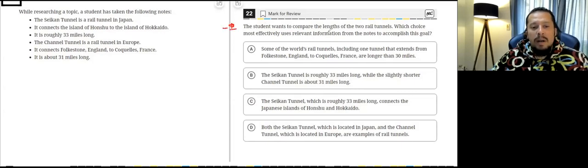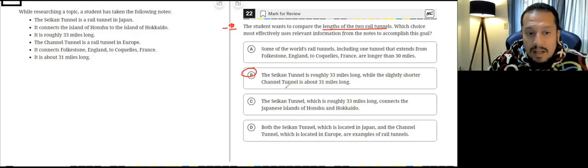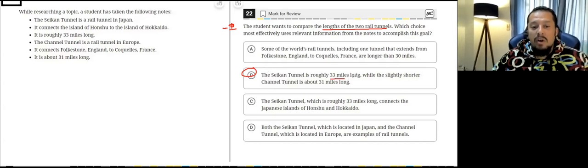The student wants to compare the lengths of two rail tunnels. Which choice most effectively uses relevant information from the notes to accomplish this goal? If you go through the answer choices, there's only one answer that compares the two tunnels, and it's answer B. The Seikan tunnel is 33 miles long, while, and this is the comparison, the slightly shorter Channel tunnel is 31 miles long. The others don't compare tunnel length. So go with answer B.